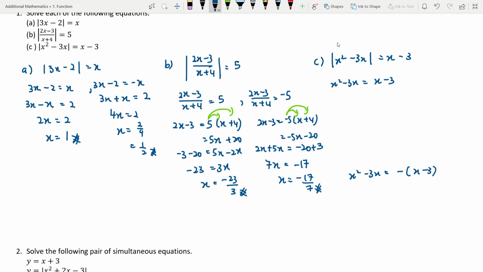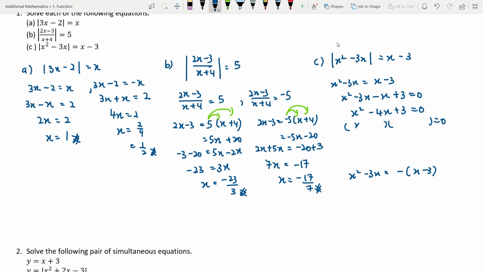Bring all the terms to one side. We have x squared minus 3x minus x plus 3 equal to 0. Simplify it. We have x squared minus 4x plus 3 equal to 0. Then we factorize the equation.